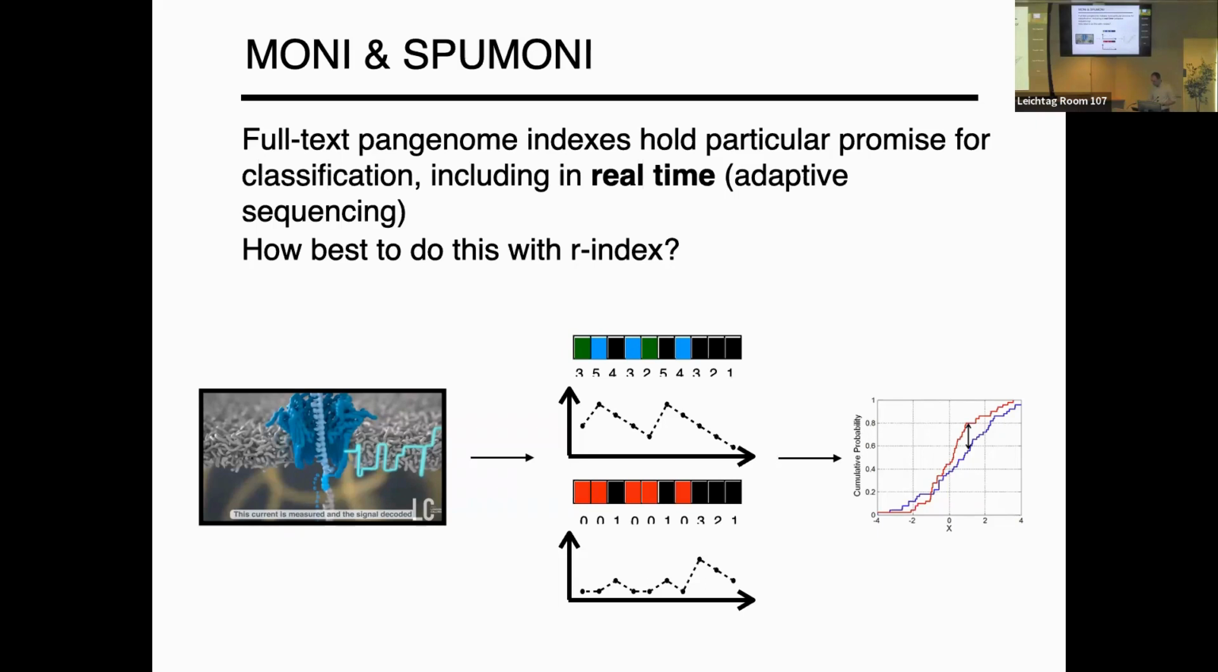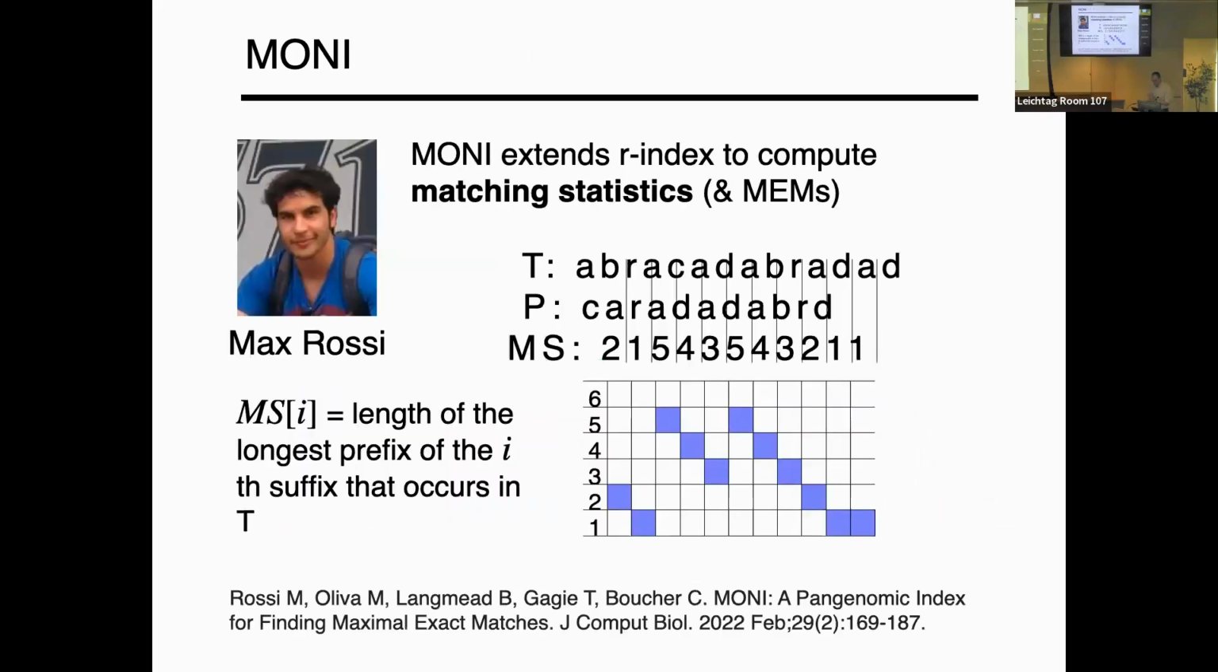And so there was some work that was done by Max Rossi, who I saw was in the Zoom. So I have to take out all the critical things I was going to say about Max in this presentation because he's here. So Max did some very early work on being able to adapt the R-index to do a somewhat more sophisticated query than the one that I showed before, which is to say a matching statistics query.